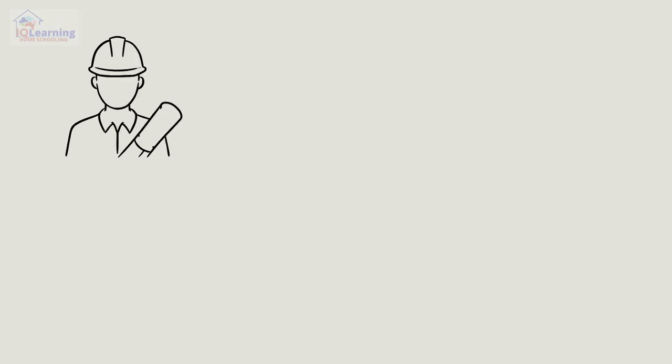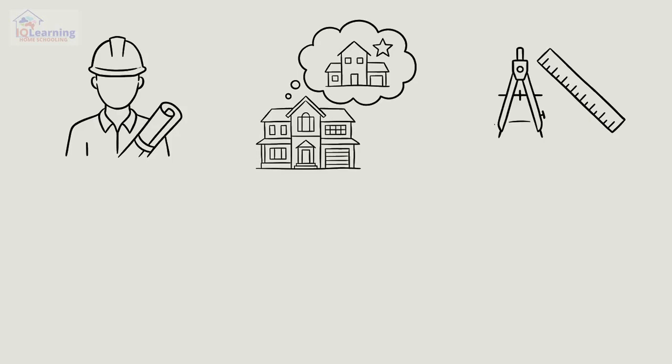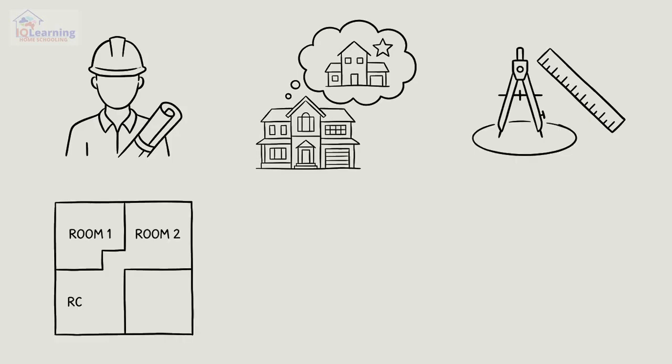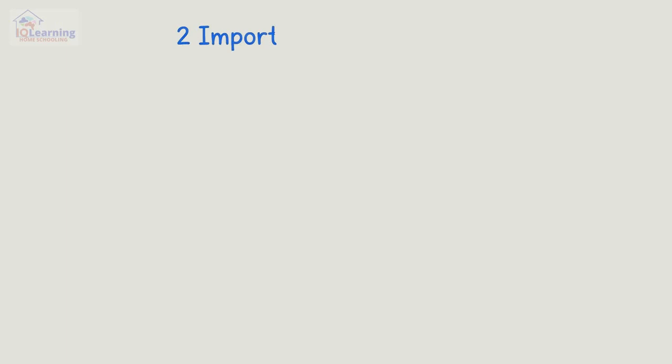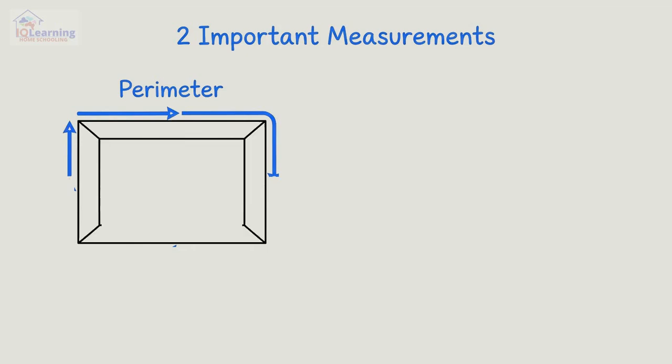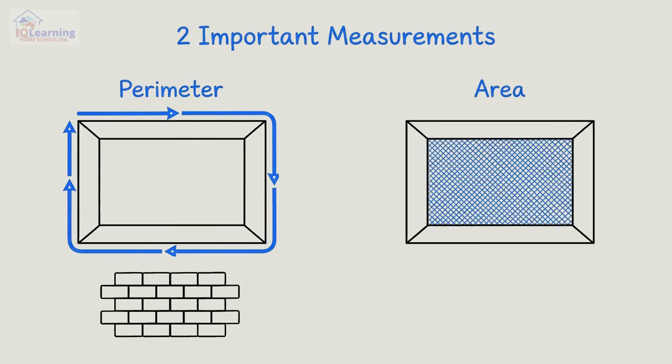Today, you are an architect designing your own dream house, and math is your main tool. You will draw 4 rooms on grid paper, and each square stands for 1 square meter of floor space. Every room needs 2 important measurements. The perimeter is the distance all the way around the room, which tells you how much wall you need. The area is the space inside the room, which tells you how much carpet you need.